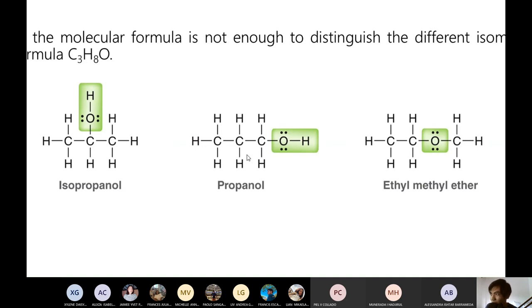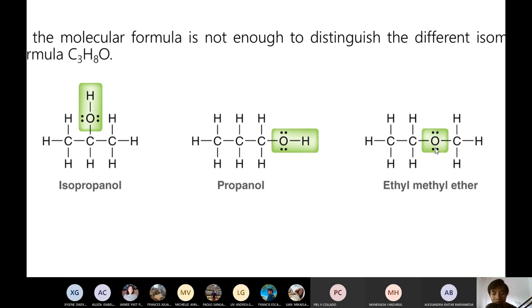So for example, we have this propanol. Yung OH nakadugtong sa dulong carbon. For isopropanol, the OH is connected in the middle carbon. So that means they have the same formula, however, they have different connectivities. So isomer yan. So ito pa, ethyl methyl ether. Itong ethyl methyl ether naman, yung oxygen, mapapansin natin, instead of being connected to hydrogen, that is connected to another carbon group.